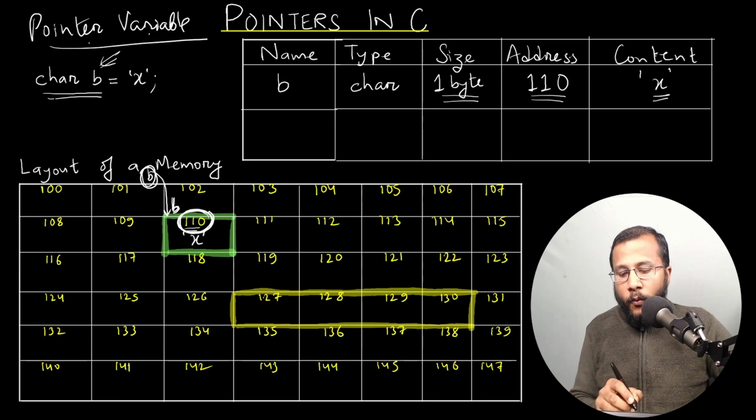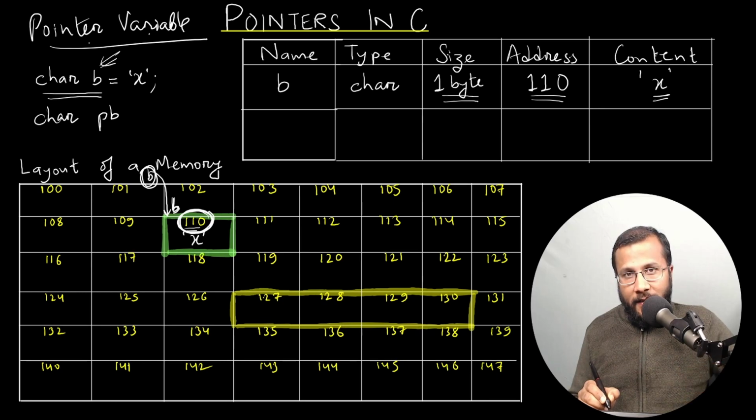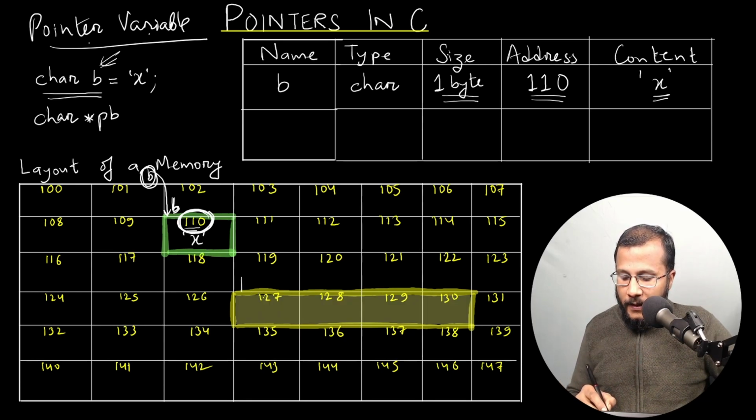So let me create a pointer variable of type character. So I say char pb. If I just said char pb, this becomes a normal character variable. If I want to make this a pointer variable, I have to write star just before the variable name. So if I write char star pb, this will create a pointer variable. Let's say pb is the pointer variable, and it is going to occupy some space.